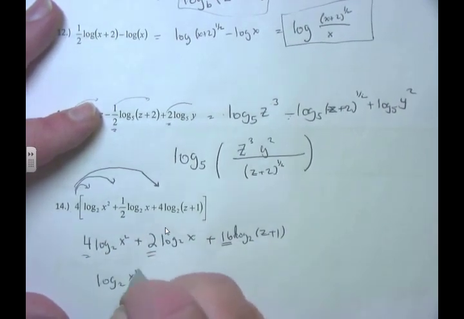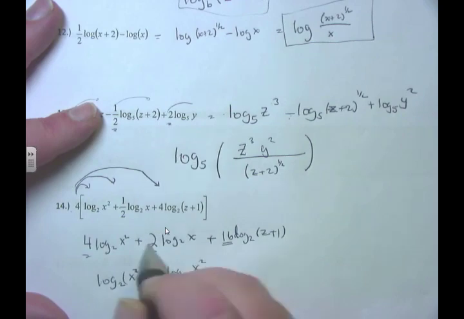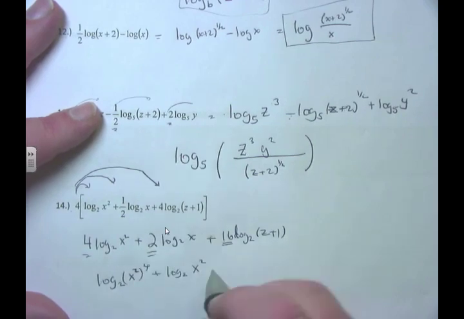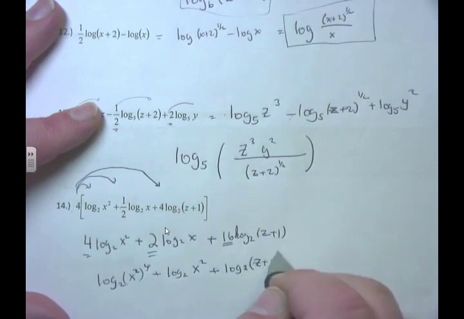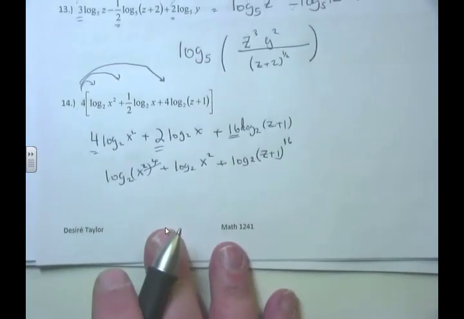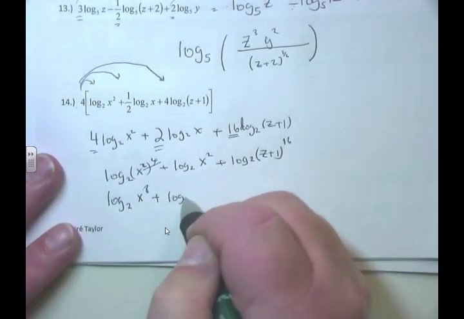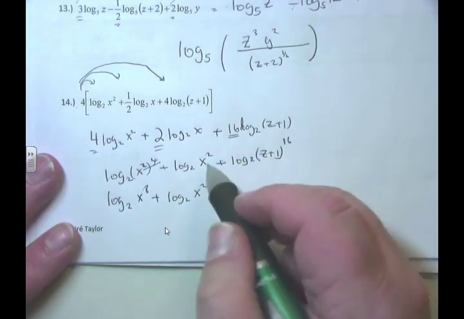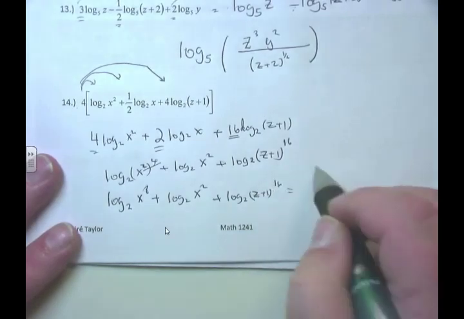This becomes the log base 2 of x squared to the 4th power plus the log base 2 of x plus the log base 2 of z plus 1 to the 16th power. Coefficients went back. Now you might as well clean them up. What is x squared quantity to the 4th power? Power to a power? So this is the log base 2 of x to the 8th plus the log base 2 of x plus the log base 2 of z plus 1 to the 16th power.